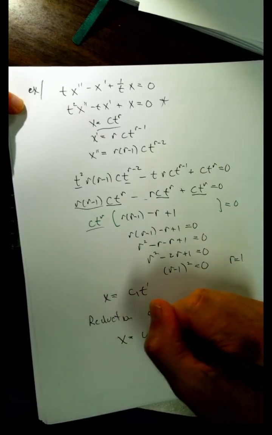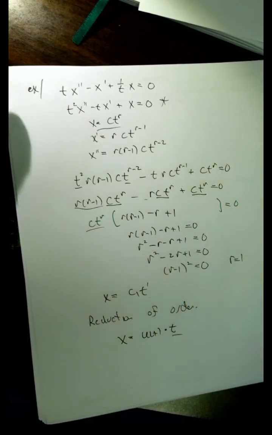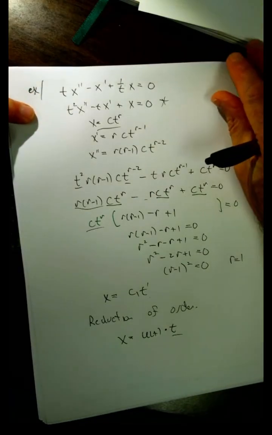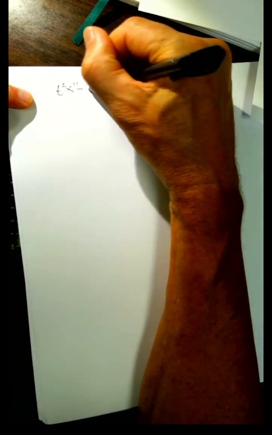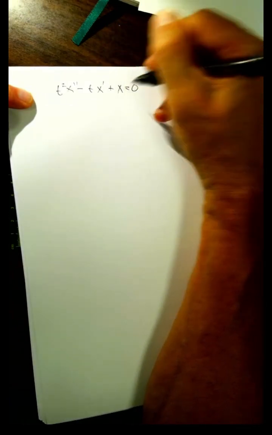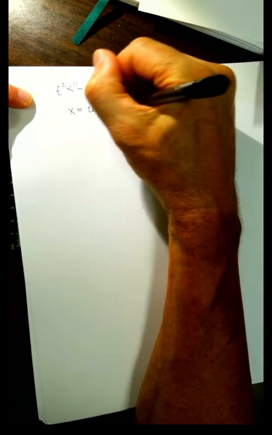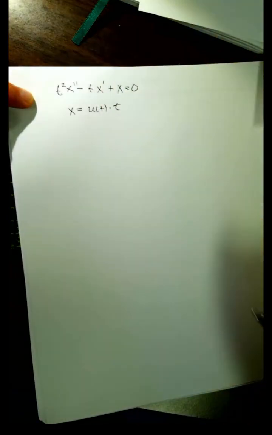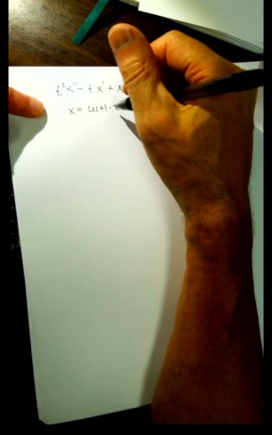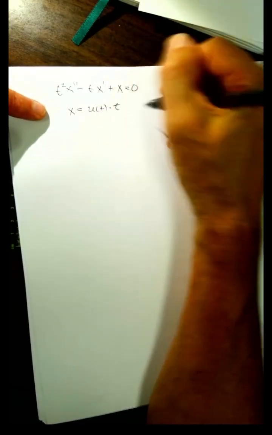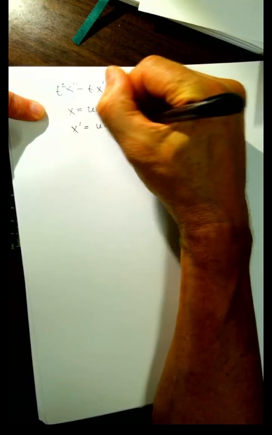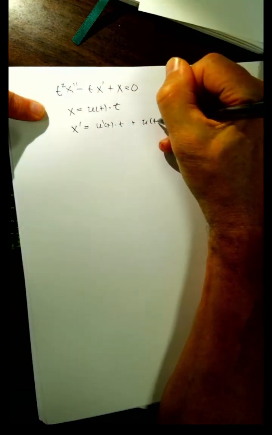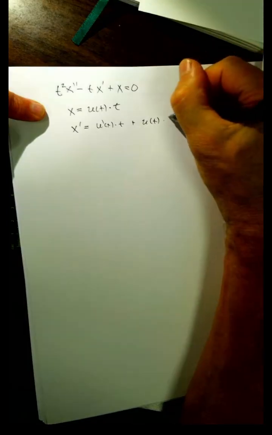So I'm going to assume my x looks like u of t times t because that's my homogeneous solution. So let's play the game and see what that implies. My differential equation is t squared x double prime minus t x prime plus x is 0. I've assumed that x of t is u of t times my homogeneous solution, which is t. Now I'm going to take two derivatives and plug it in, but now I got to use the product rule. So the derivative here is going to be u prime times t plus u of t times the derivative of t, which is 1. Now when I take the second derivative, I have to use the product rule again.